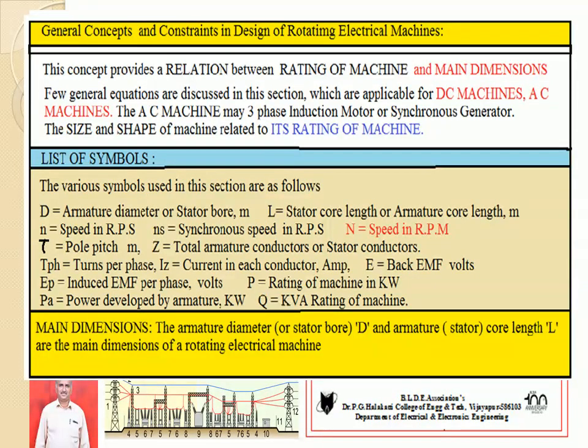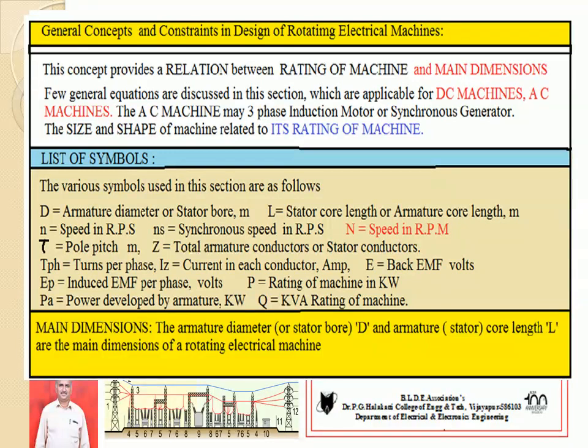The main logic behind this section is to make the relation between rating of machine and its main dimensions. That means how these things are related, if I go on taking the main dimensions, active parts of the machine and rating of machine. Rating of machine may be kilowatt or kVA. Hence, before going to our small derivation, we have to know the basic symbols used in these machines.